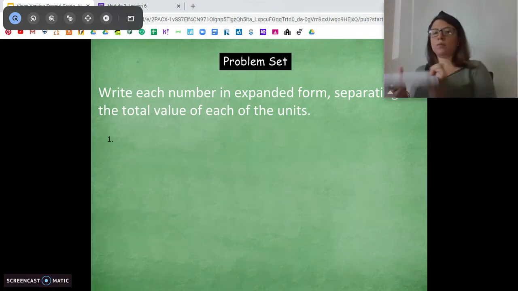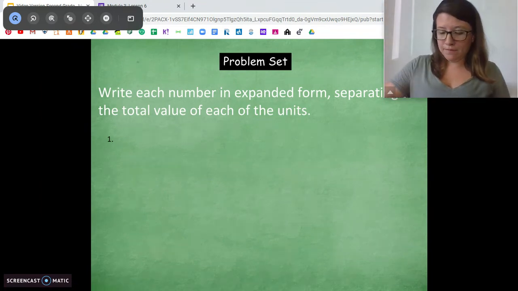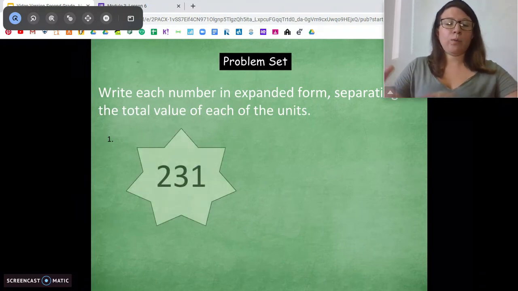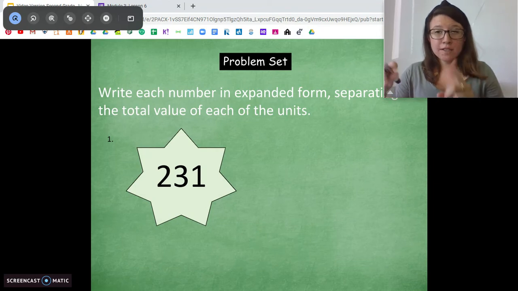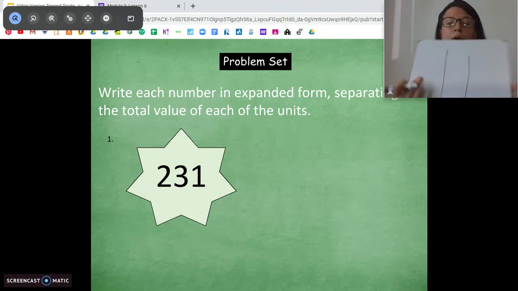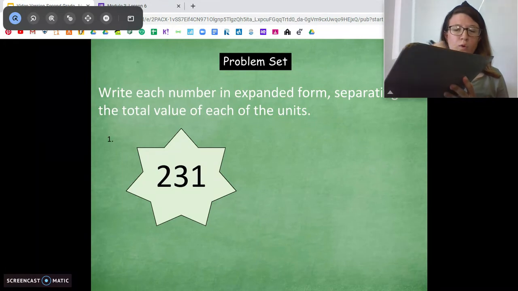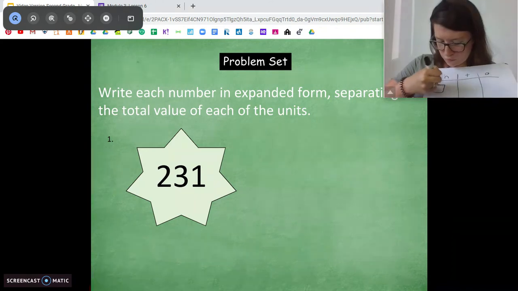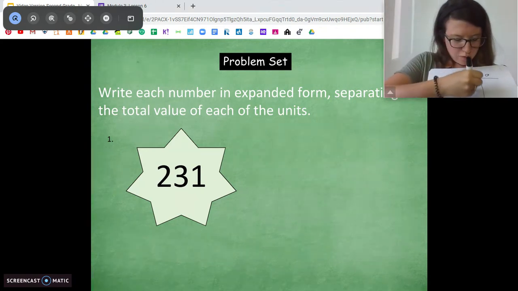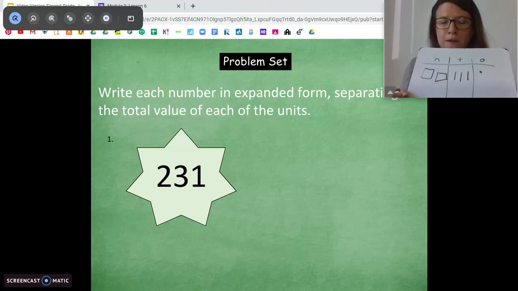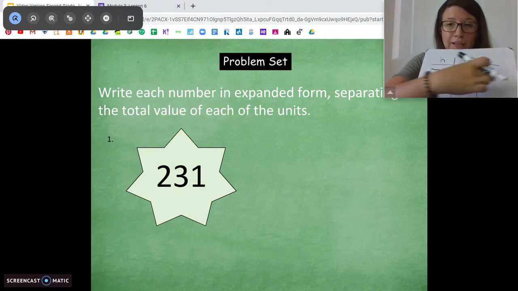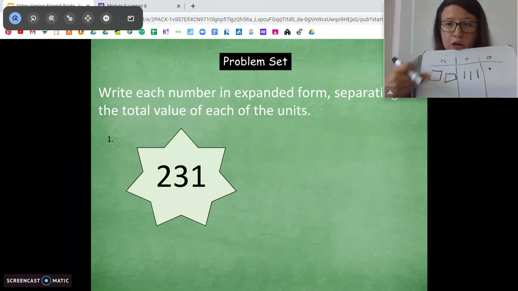Okay, so this one I want to do together, and then I'm going to have you try a couple on your own. All right, so we have the number 231. First step is I want you to draw the number out on your place value chart or your paper, whatever you have in front of you. So I have 231. Now, we're going to write this in expanded form, which means we need to know the value of each of our units. So what's the value of our hundreds?